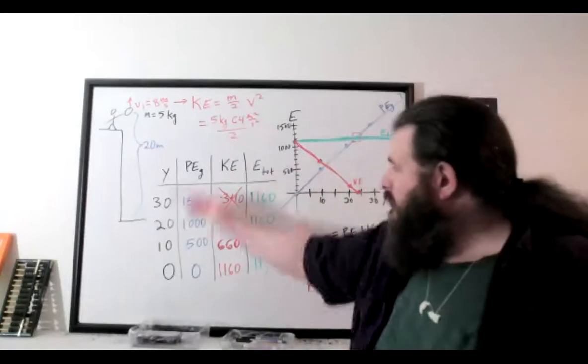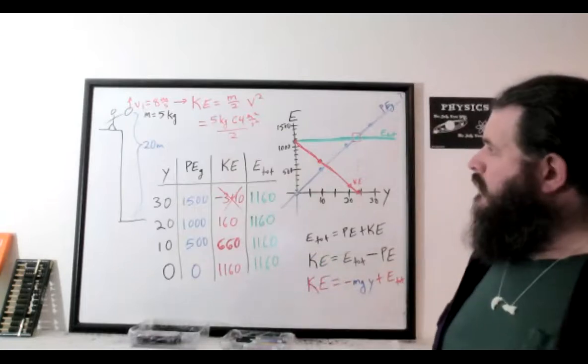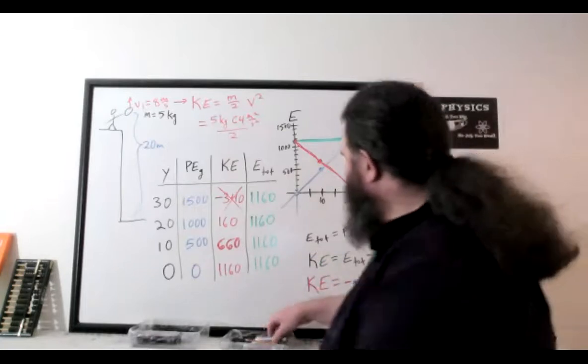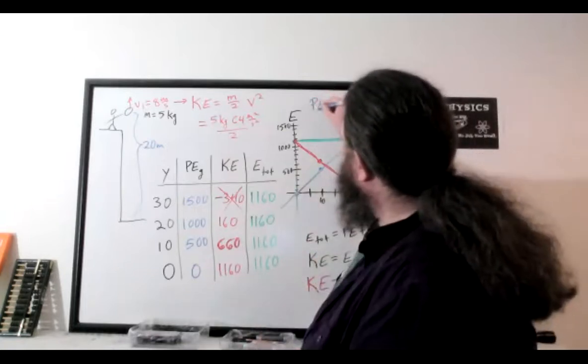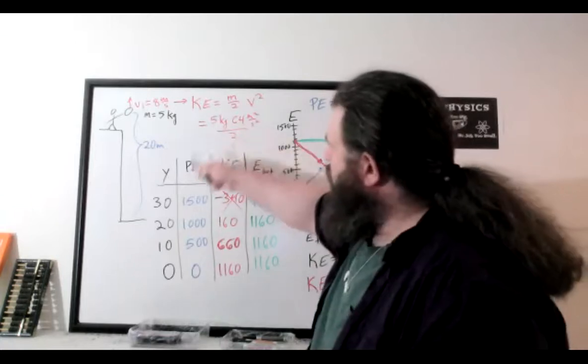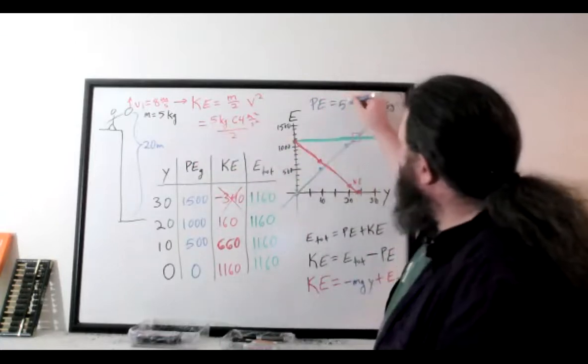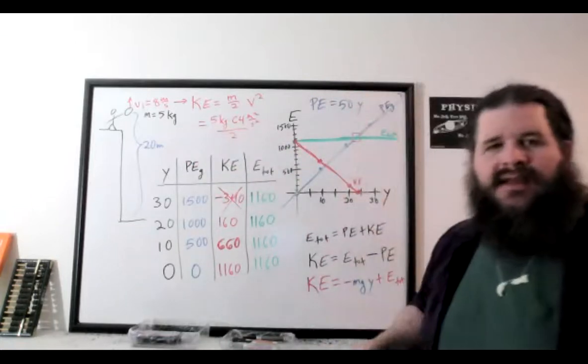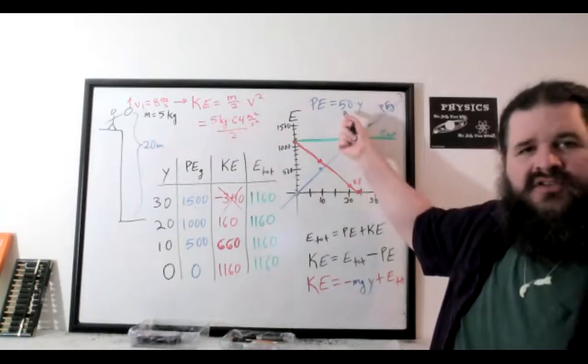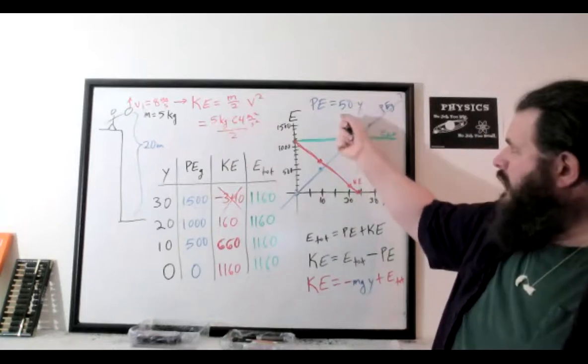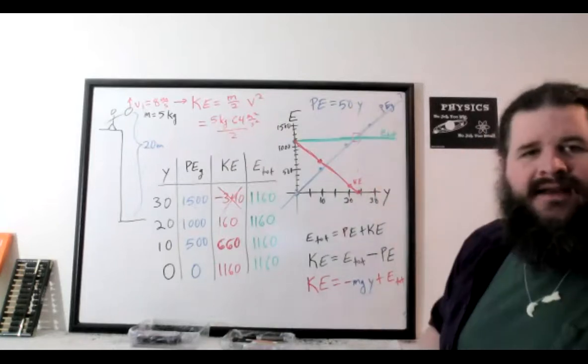And maybe instead of writing out the entire data table, you might take a look at the fact that potential energy here is mg, which is 50 times y. Take a look at this equation and notice that, oh, this is going to be a slope of 50 straight line.